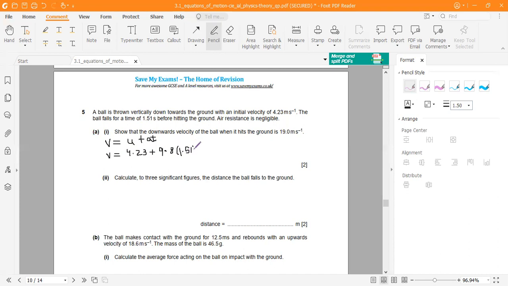So from here, what I can do is 4.23 plus bracket open 9.8 times 1.51. So 19.02. I can just say 19.0 or 19. This is what we wanted to show, and this is what we have shown. So this is correct. Calculate to three significant figures the distance the ball falls.